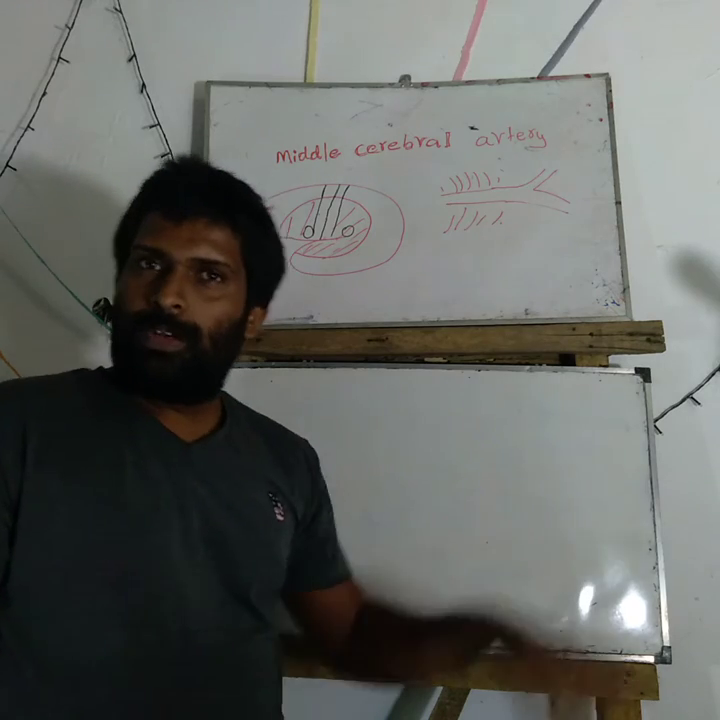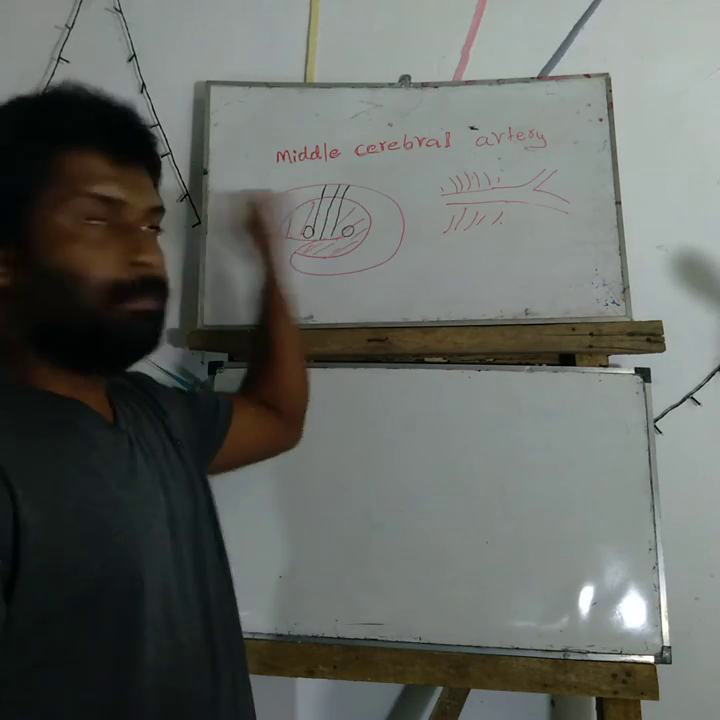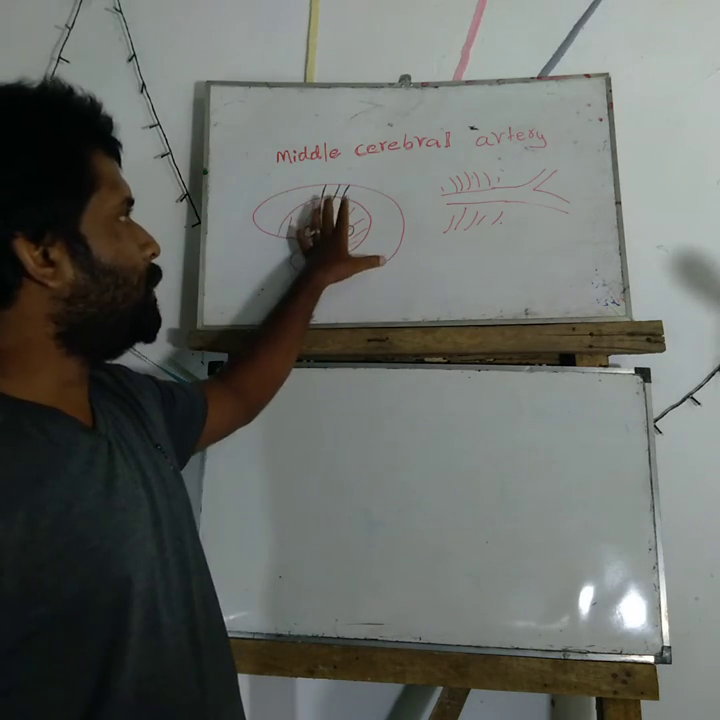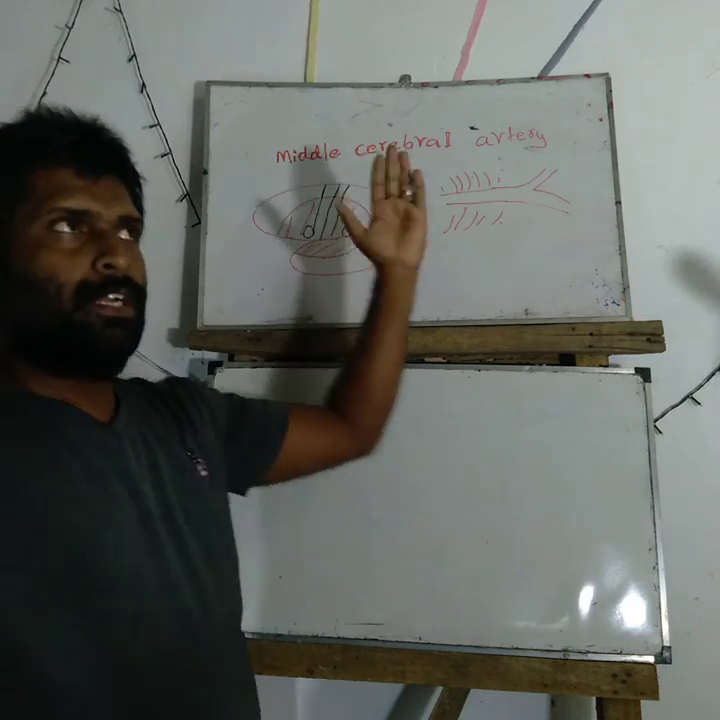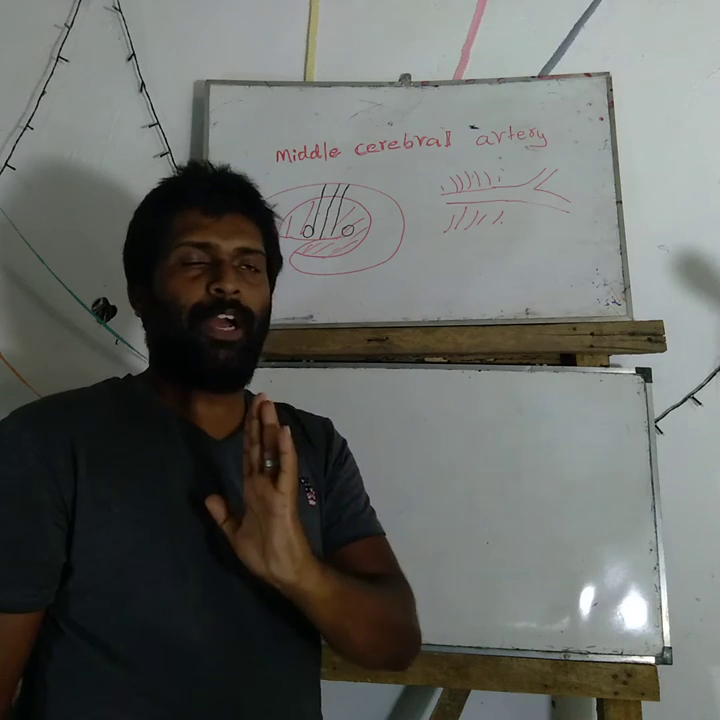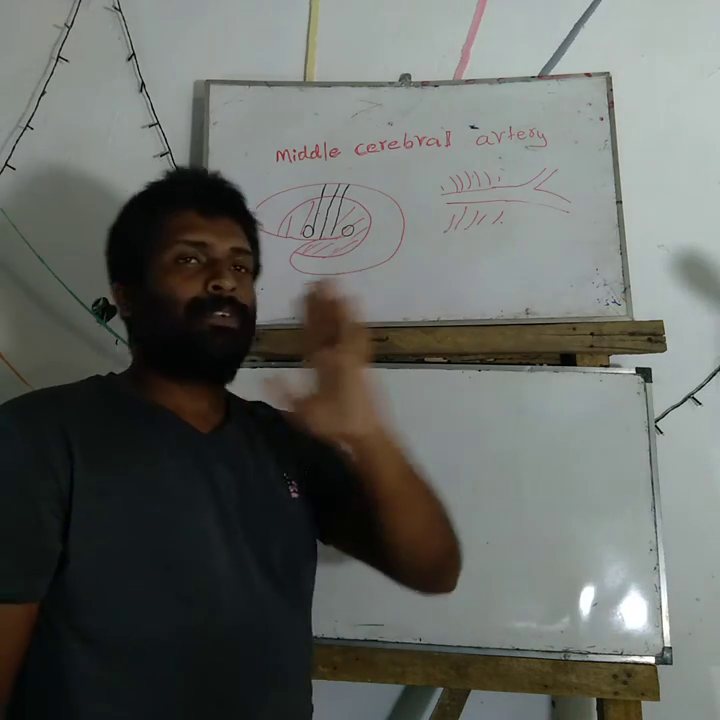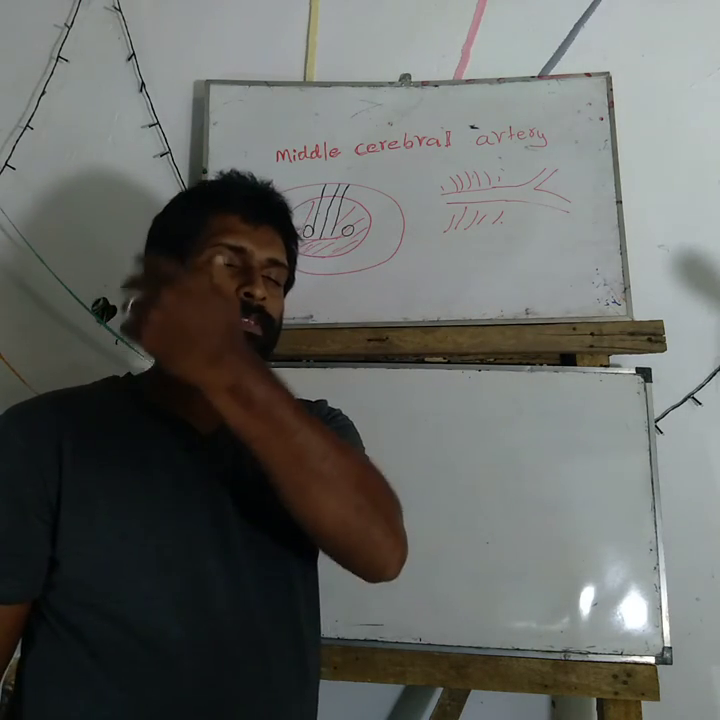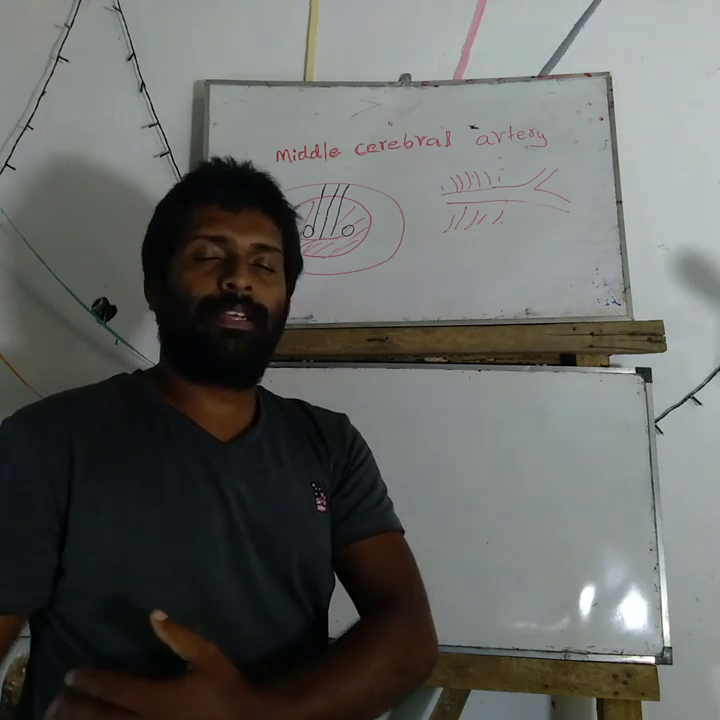Due to left side damage, contralaterally there is hemiplegia of the right side upper limb, face, trunk and lower limb.